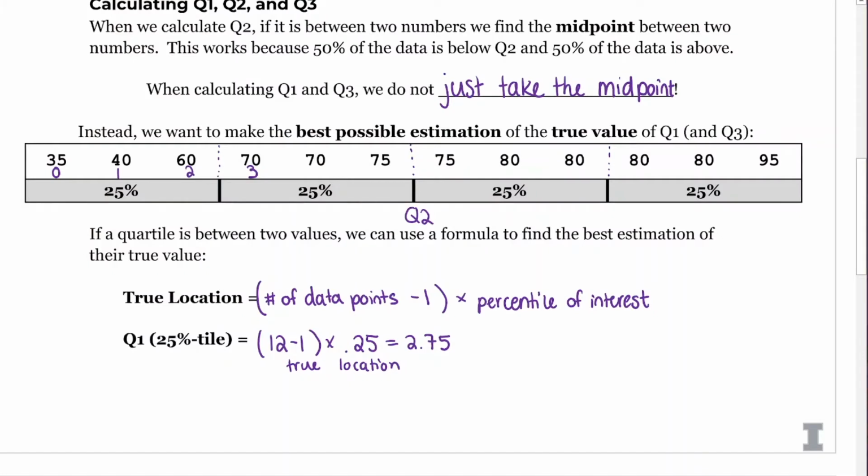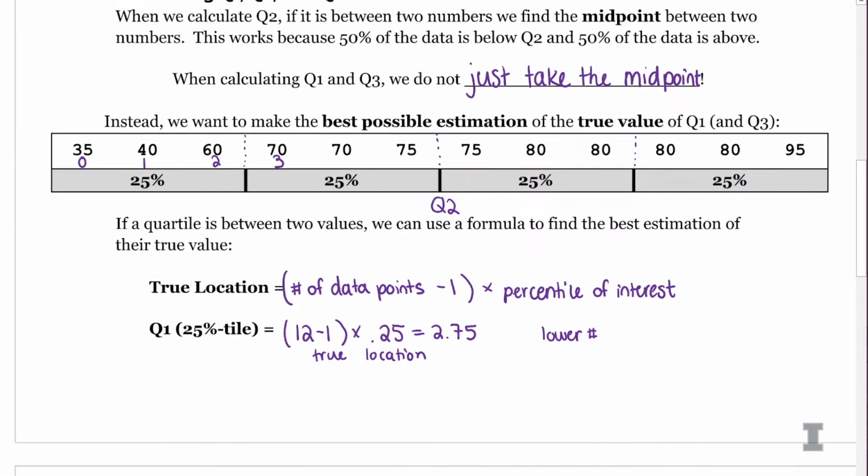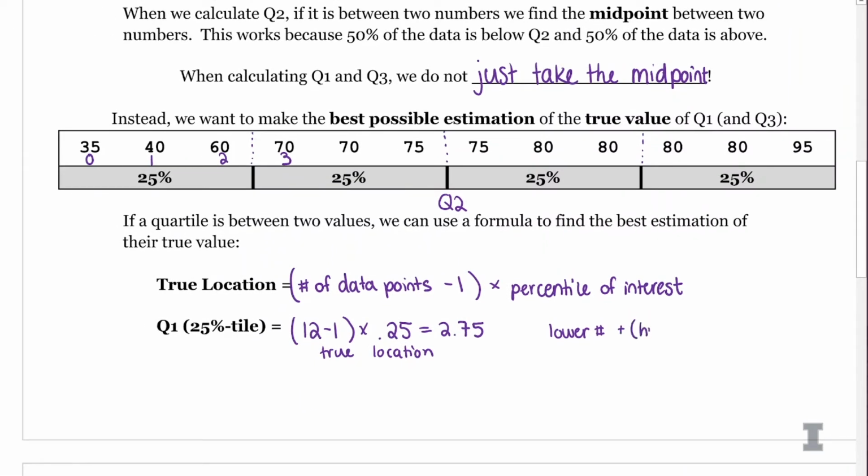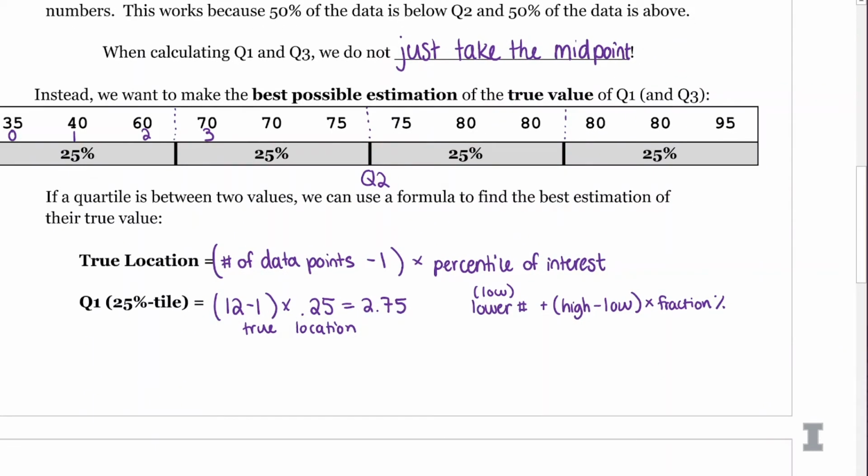Yes, so now let's use that to go ahead and find Q1. Let's actually find the value. So basically to do this, there's another kind of formula that we can use. We can basically take the lower number in between those two indices, so in between 2 and 3. I'm just going to call that the low. So I'm going to take the low, and then I'm going to add the high minus the low. And then I'm going to multiply that by what I'll call the fraction percent, which is 0.75, the part after the 2 in the 2.75.